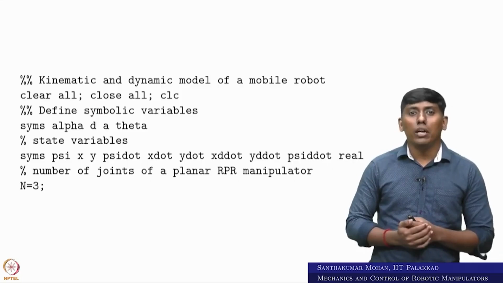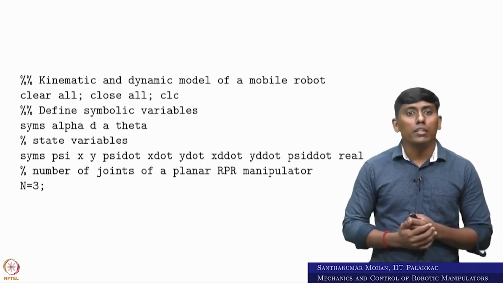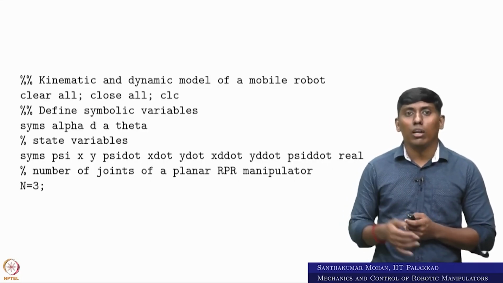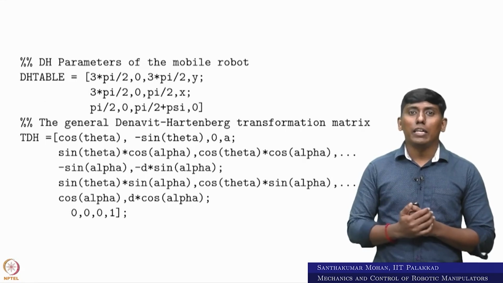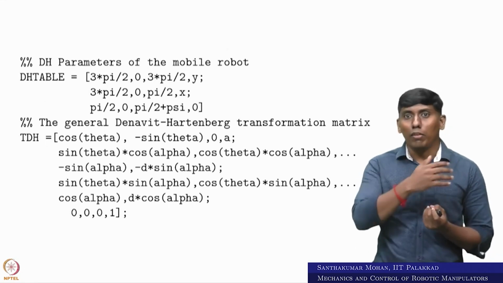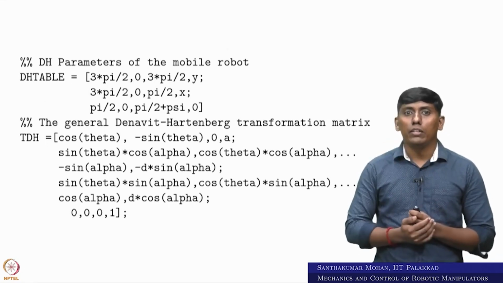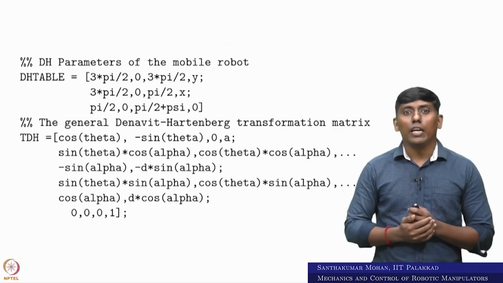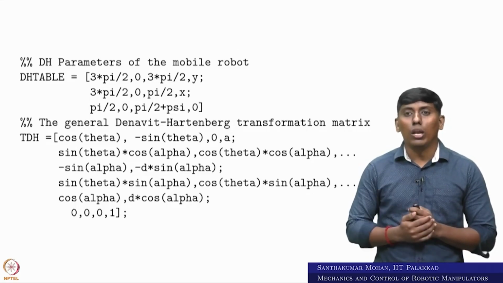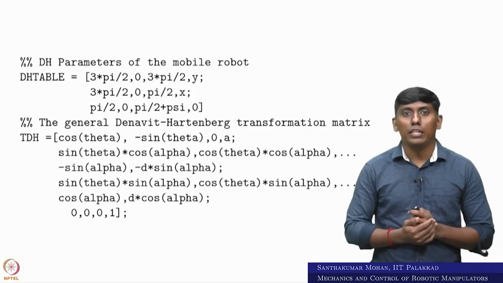And here, how many joints? There are 3 joints excluding ground, or excluding 0. Based on that, we can write the DH table which we have obtained there. So we have incorporated that DH table, then we can see the general Denavit-Hartenberg, which we call the non-standard one, that is what we have written here.